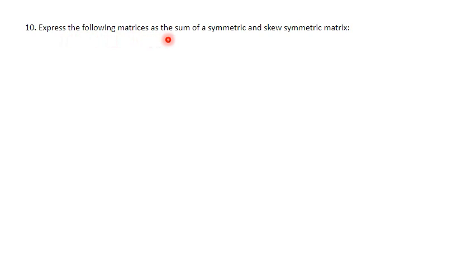Express the following matrices as the sum of a symmetric and a skew-symmetric matrix. We have already learned the definitions: symmetric means A transpose is equal to A, skew-symmetric matrix means A transpose is equal to minus A. Here this question means they will give you a particular matrix. You have to split that matrix, or write it, as the sum of one symmetric matrix and another skew-symmetric matrix. So there is a matrix given to you: 3, 5, 1, minus 1.